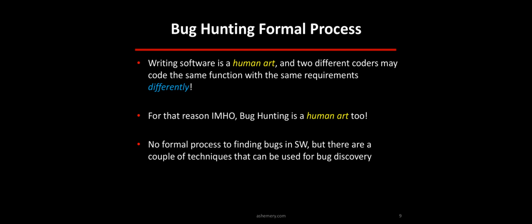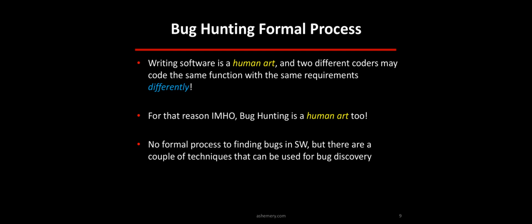Two different coders or developers might be required to do the same function or the same program, but they will do it differently, and the code at the end will be different, even though they both had the exact same requirements, because humans think differently. That's why it's a human art. For that reason, in my humble opinion, I think bug hunting is also a human art.